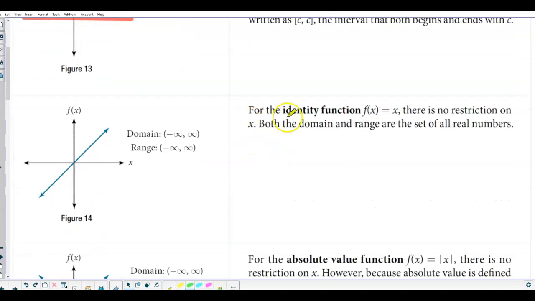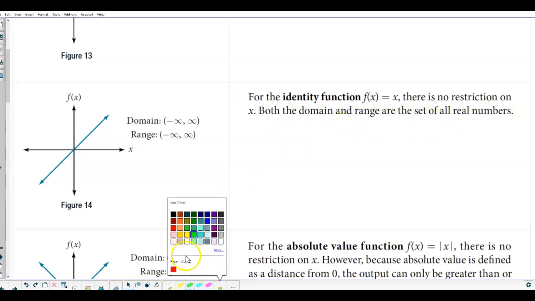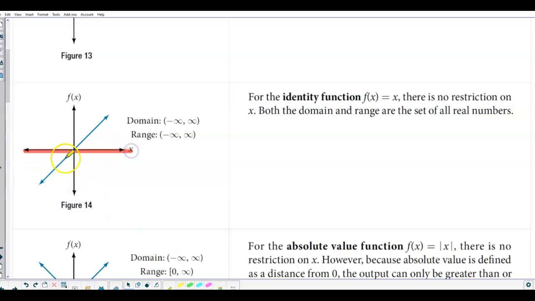Next we have the identity function, f of x, which is equal to x. So there's no restrictions on x, and both domain and range are the set of all real numbers. Because if we take a look at all the values that correspond to the x-axis, it has an arrow on both ends. So it's going to go from negative infinity to positive infinity. And likewise, for the range, it's going to start at negative infinity and go all the way up to positive infinity. So we can see that the domain and range are the same for the identity function.